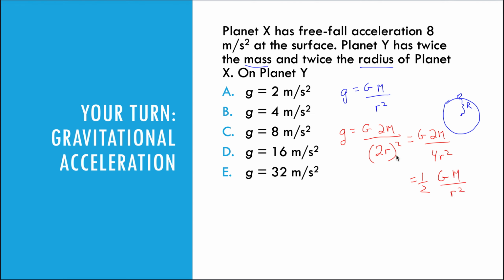If we compare our g, our lowercase g, to the original one, we can see that we have half of the acceleration. So instead of having 8 meters per second squared at the surface, we're going to have 4 meters per second squared at the surface.